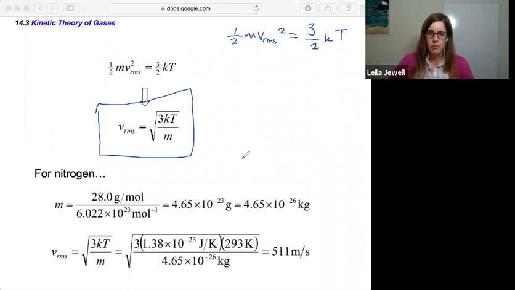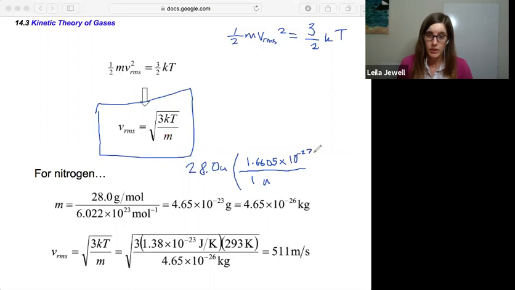All right, so then for nitrogen, we need to figure out the mass of it. So we could take the 28 grams per mole and divide by Avogadro's number, and that would then give us the number of grams, and we could then convert that to kilograms. The other approach we could take here that's equally valid is we could take that 28 u and use the conversion factor we have between u and kilograms. So we saw that 1 u is equal to 1.6605 times 10 to the minus 27 kilograms.